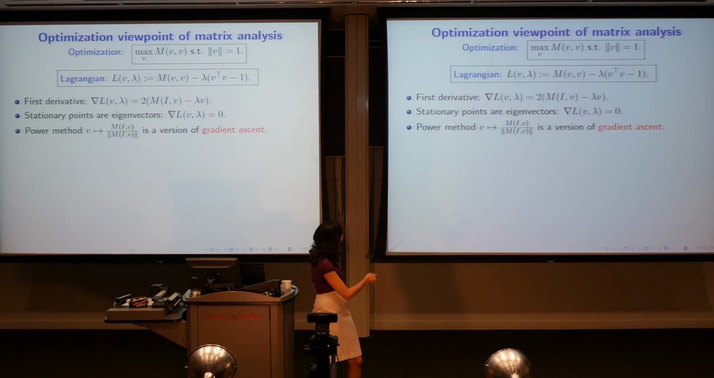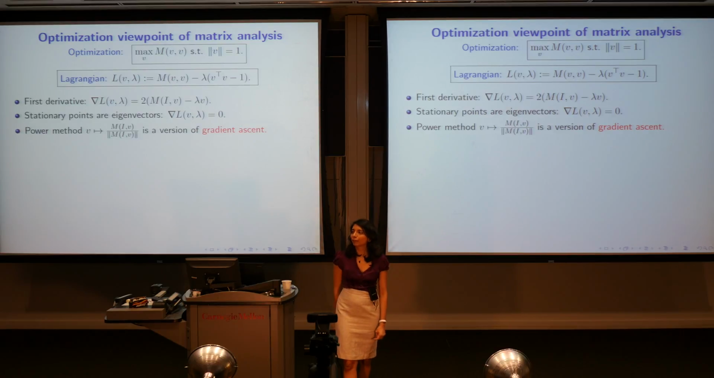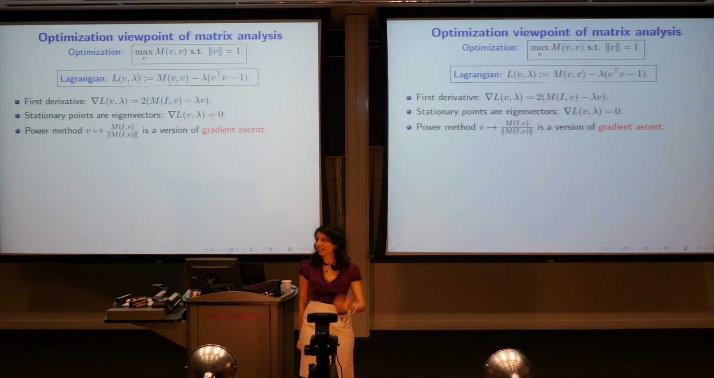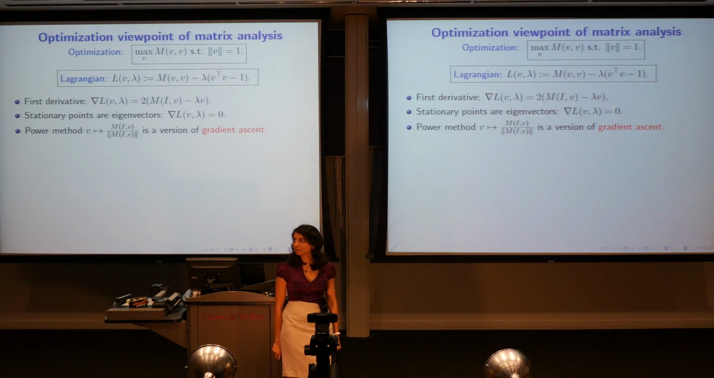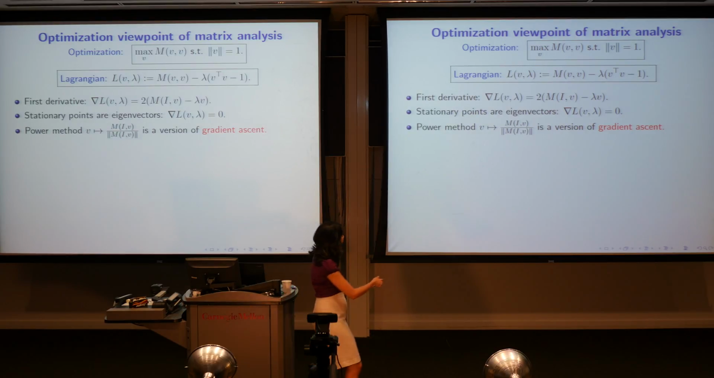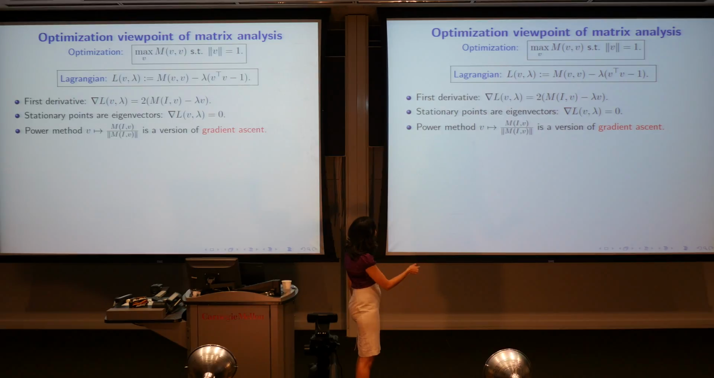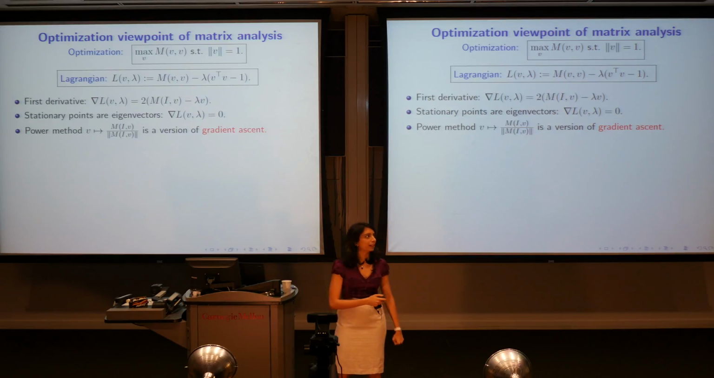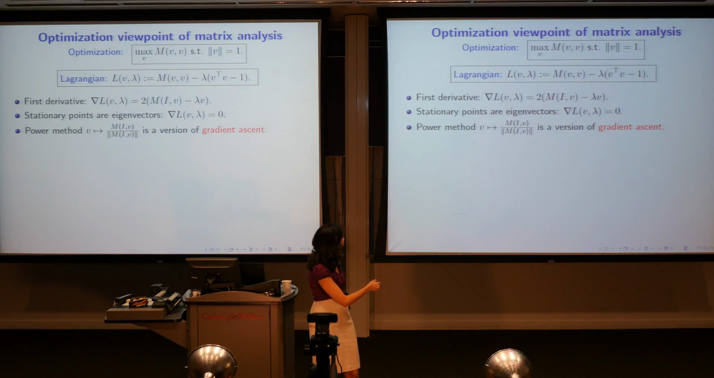And if I think of the power method, you can think of it as a version of gradient ascent. I said ascent because I have a maximization problem here. So think of it as gradient ascent with infinite step size, because I'm changing the vector according to this map.